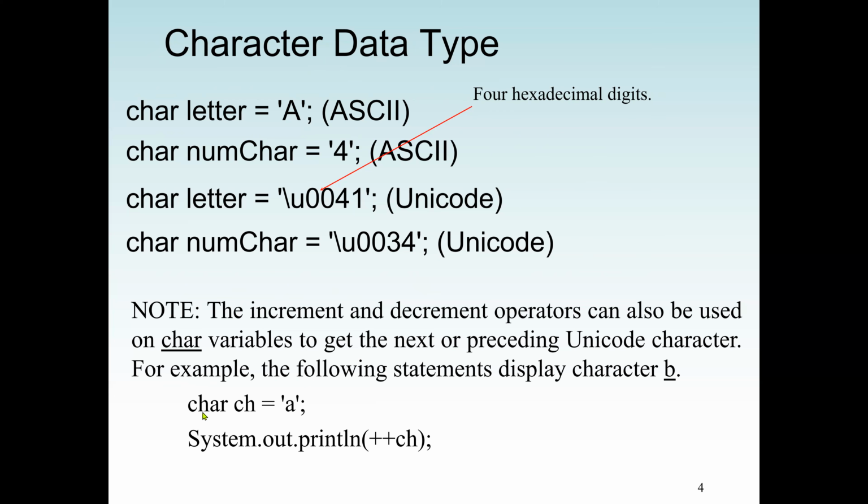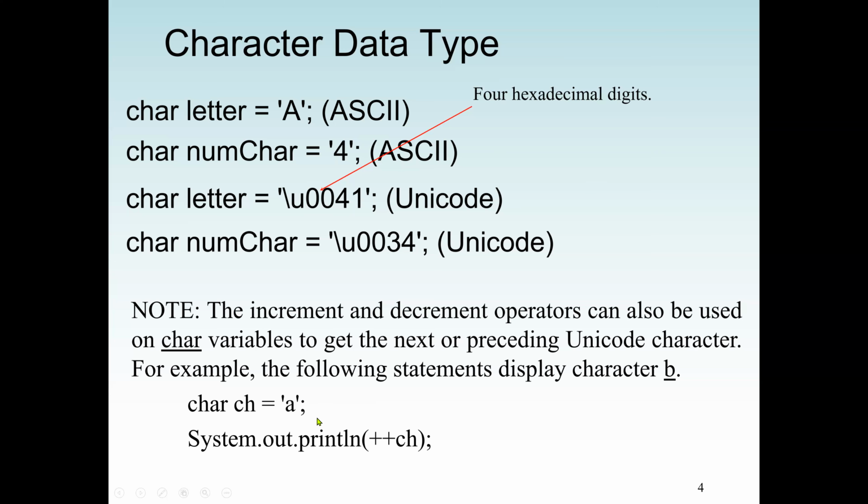So here, for example, we have a character 'A' as a char in a single quote, which we assign to ch. Now here we are going to say System.out.print. This time we increment the ch content, which means it's going to move from A to B.